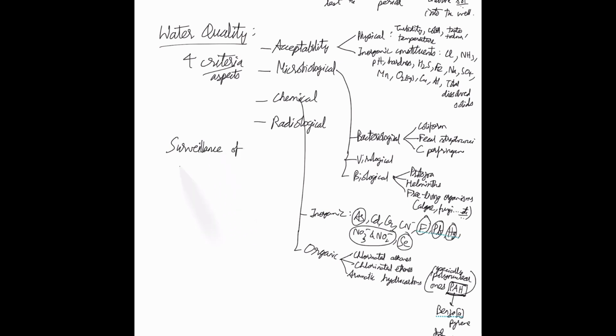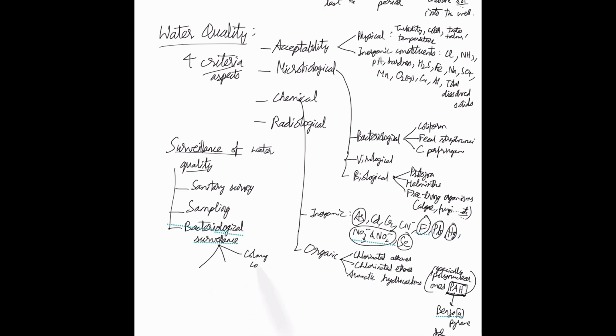Then we move on to surveillance of water quality, in which there are 3 things: sanitary survey, sampling, and bacteriological surveillance. Under bacteriological surveillance, we see the colony count, we examine for fecal streptococci and Clostridium perfringens, and we also do presumptive coliform tests, which have 2 methods: multiple tube and membrane filtration method.